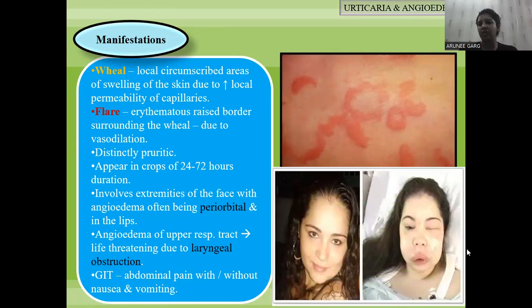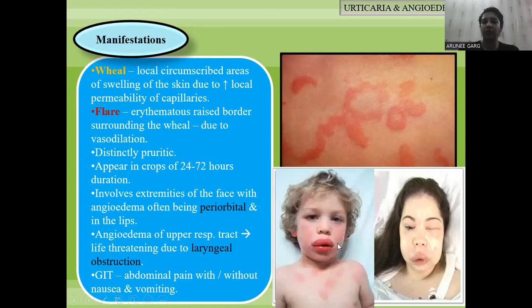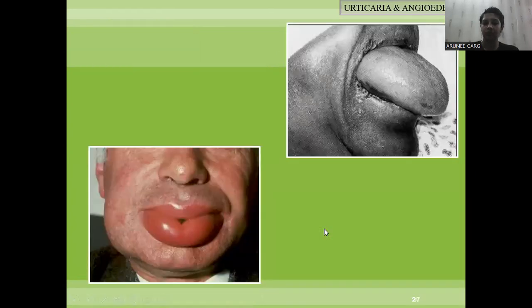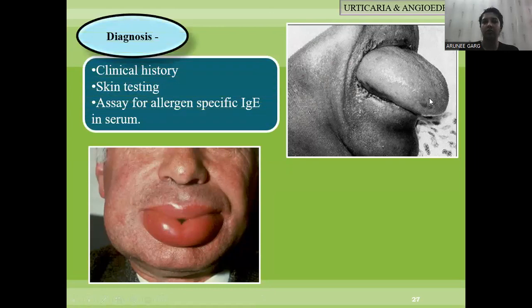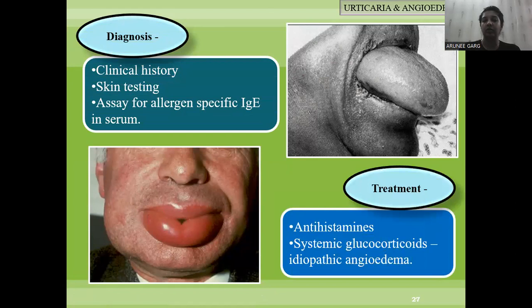This is angioedema involving the subcutaneous tissues as well, involving the lips and periorbital region. You can see the periorbital swelling. Again, a swelling in the tongue. Diagnosis is based on clinical history, skin testing, and an assay for allergen-specific IgE in the serum, which will be increased. The treatment is antihistamines and systemic glucocorticoids.